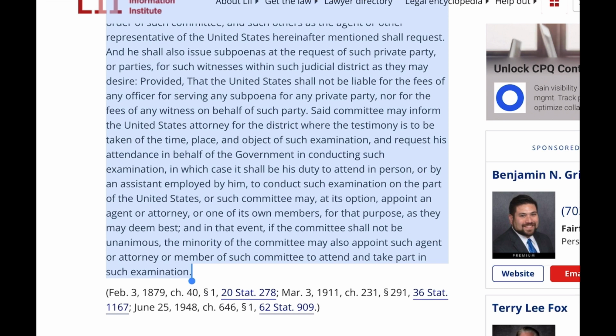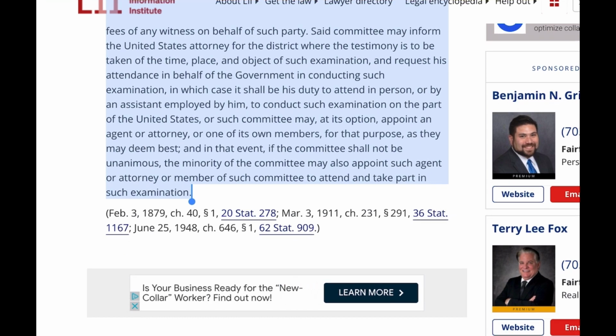party. Said committee may inform the United States Attorney for the district where the testimony is to be taken of the time, place, and object of such examination, and request his attendance in behalf of the government in conducting such examination, in which case it shall be his duty to attend in person, or by an assistant employed by him, to conduct such examination on the part of the United States, or such committee may, at its option, appoint an agent or attorney, or one of its own members, for that purpose, as they may deem best. And in that event, if the committee shall not be unanimous, the minority of the committee may also appoint such agent or attorney or member of such committee to attend and take part in such examination.